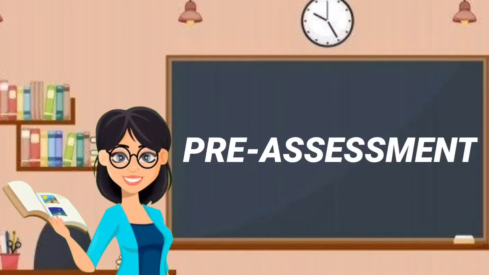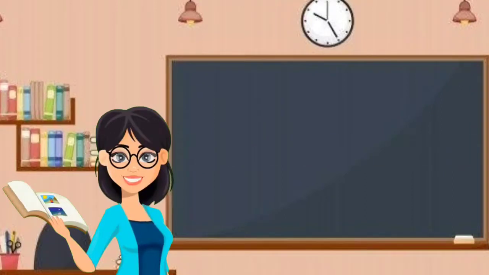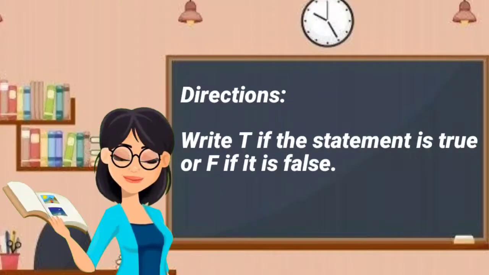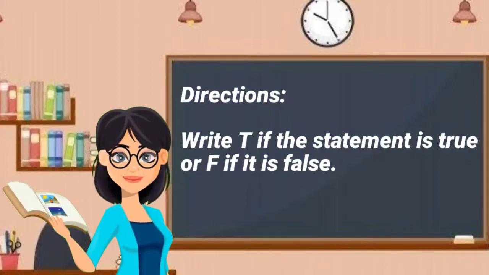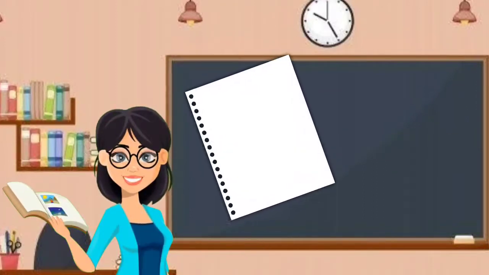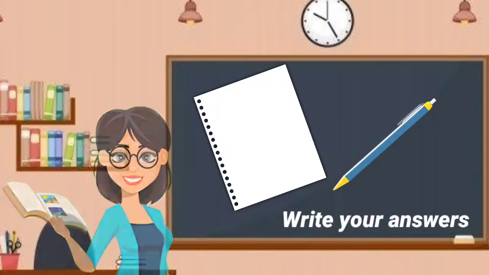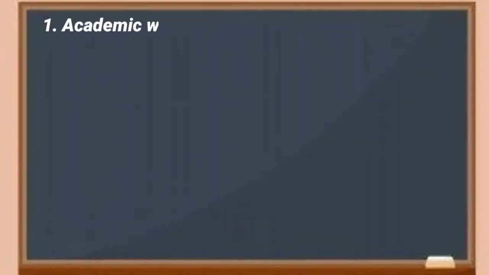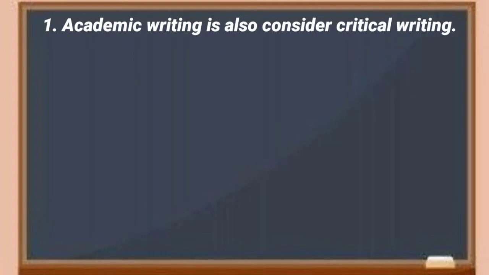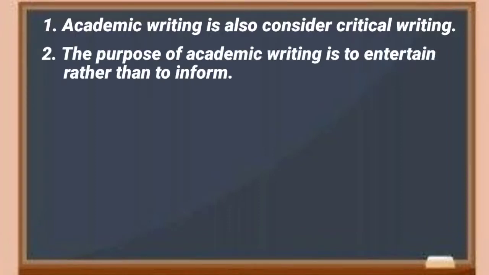Let's start with pre-assessment. Let us find out what you already know about academic writing. For the directions, write T if the statement is true, or F if it is false. Grab your paper and pen and write your answers. For number 1, academic writing is also considered critical writing. Number 2, the purpose of academic writing is to entertain rather than to inform.